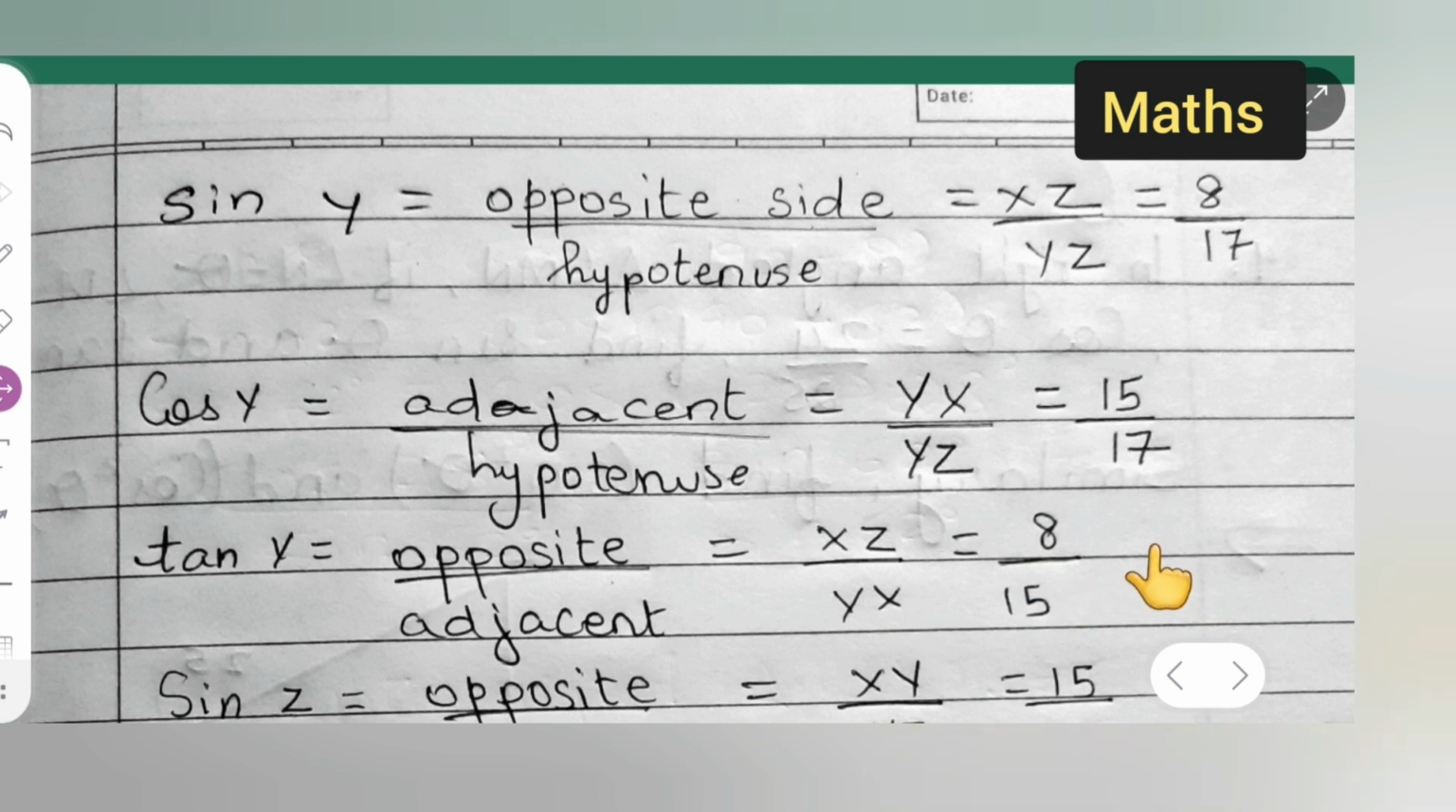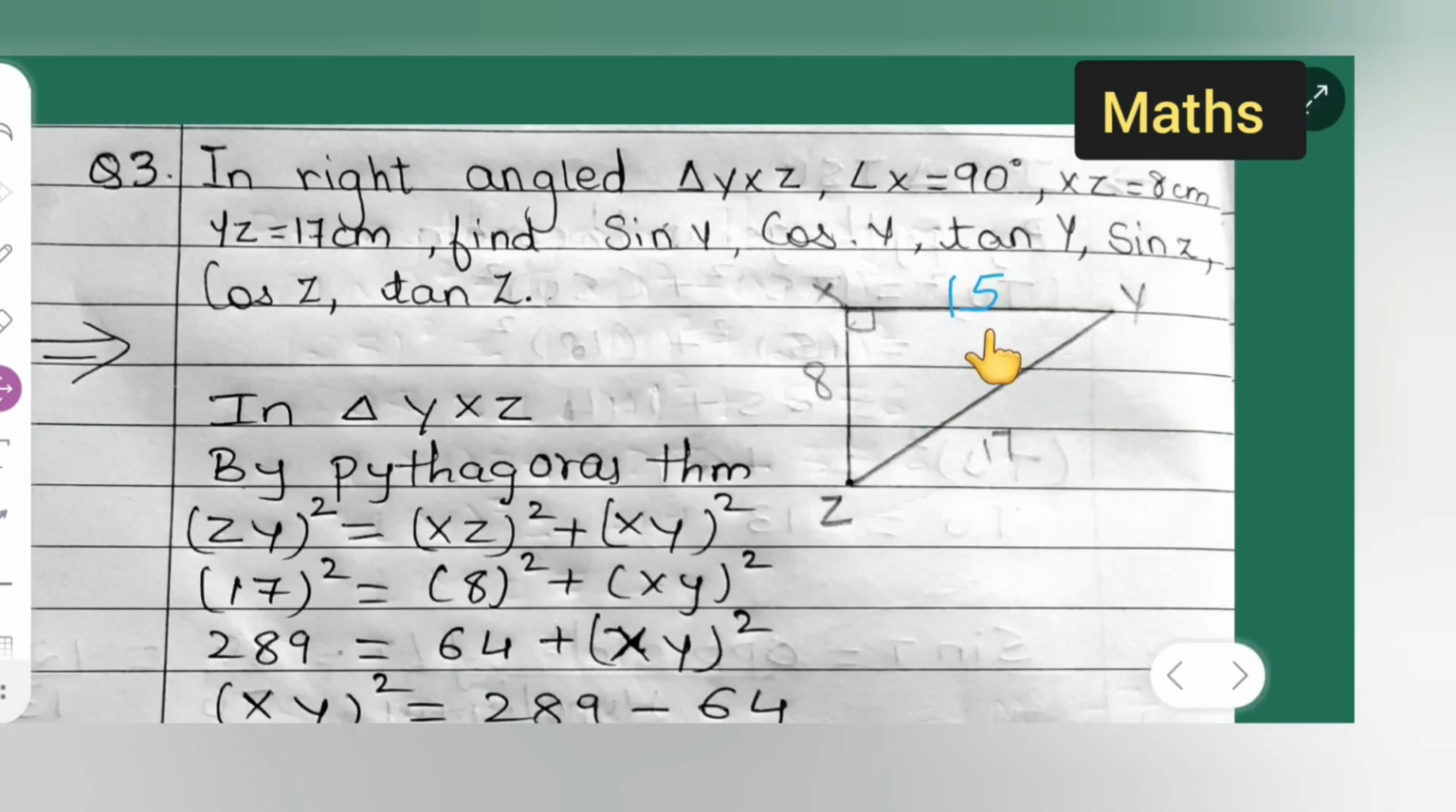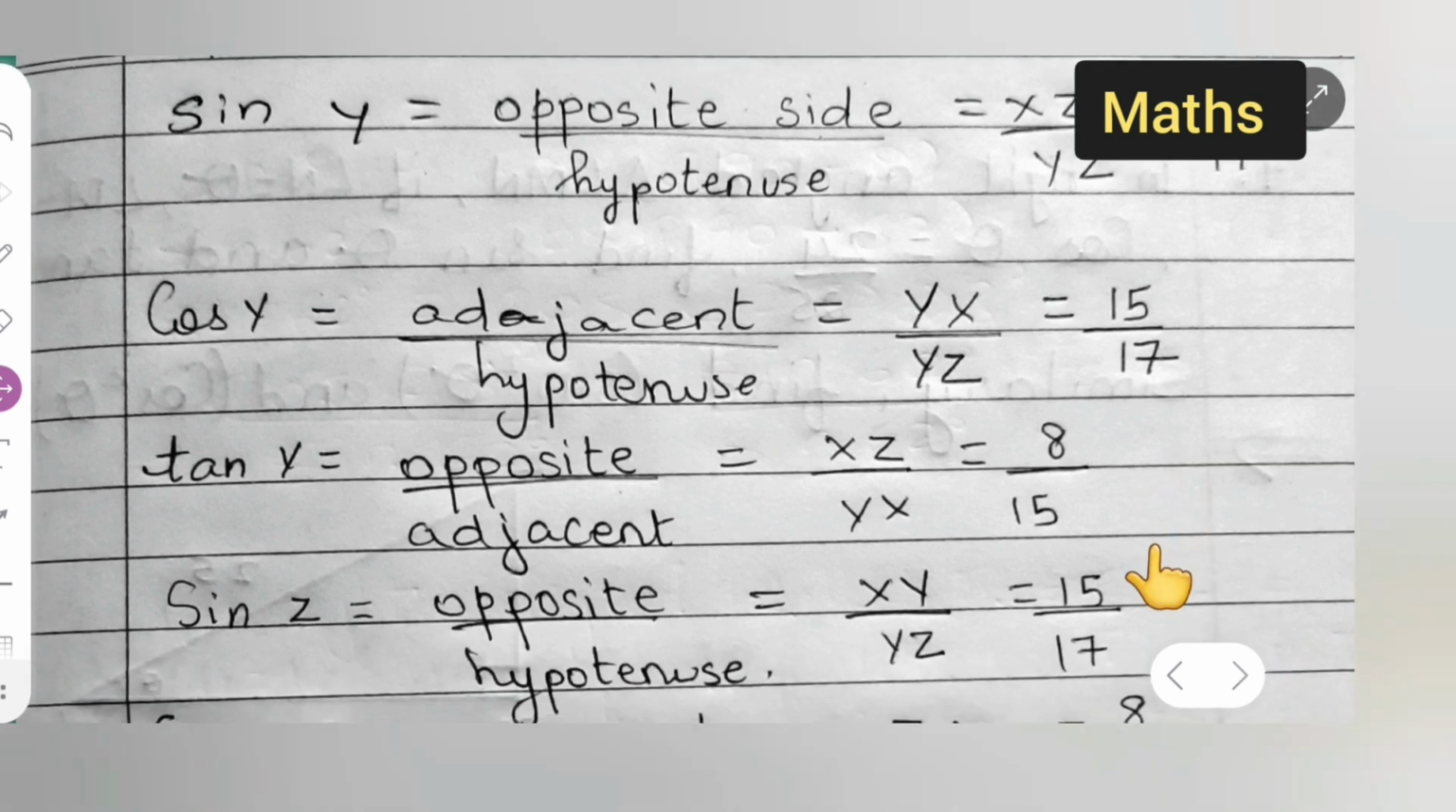Now in a similar way we need to find sin z, cos z and tan z. We need to find out this side, okay? So now let us see.